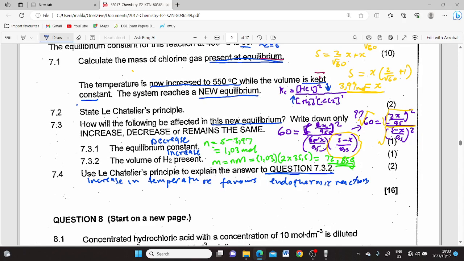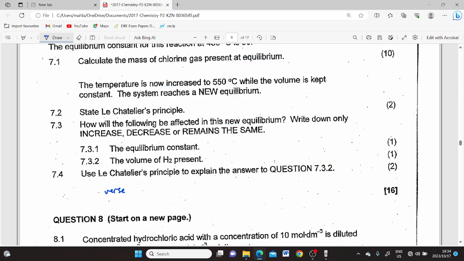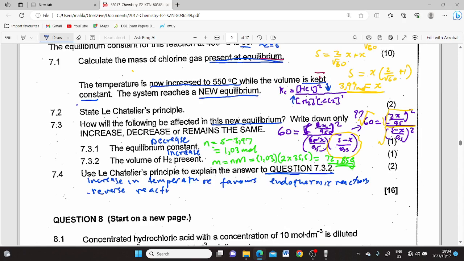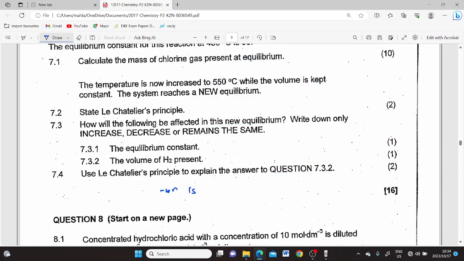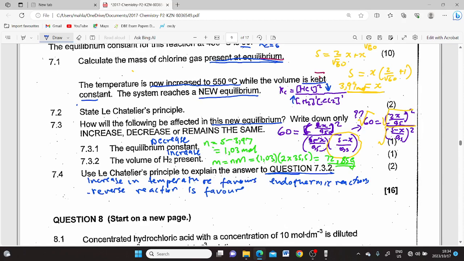Therefore, because it is only 2 marks, after favoring the endothermic reaction, we must mention which reaction is favored. Therefore, reverse reaction is favored. Then if the reverse reaction is favored, that's why we have an increase in the H2 present and also the Cl2 present.